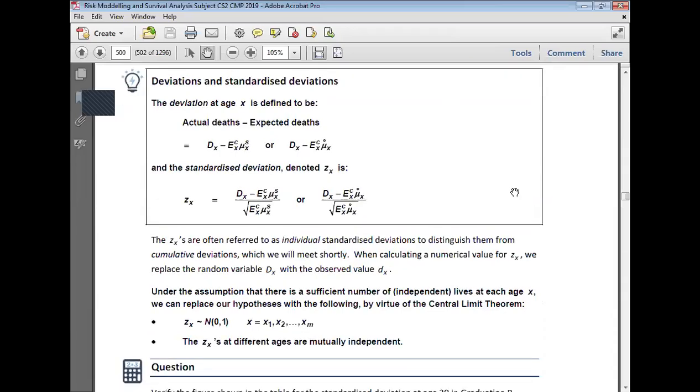In general, if we assume that we have a sufficient number of lives at each age x, the very first thing we should observe is that this is Z with subscript x. The subscript x means Zx does not correspond to the whole table. This is only for a particular individual age x. Generally, you will sum it up across all the ages that we observe, which is what we'll do shortly.